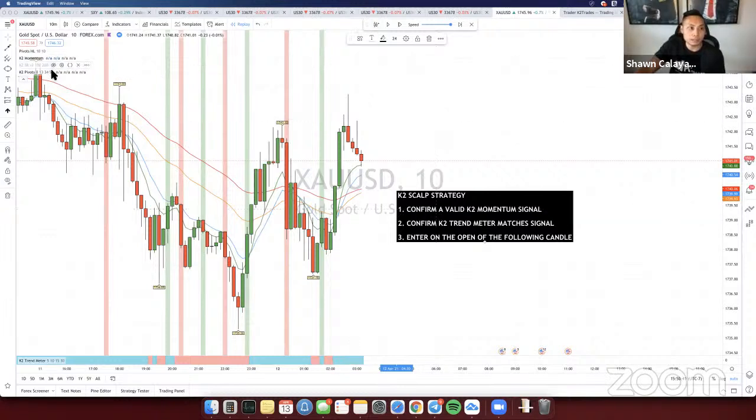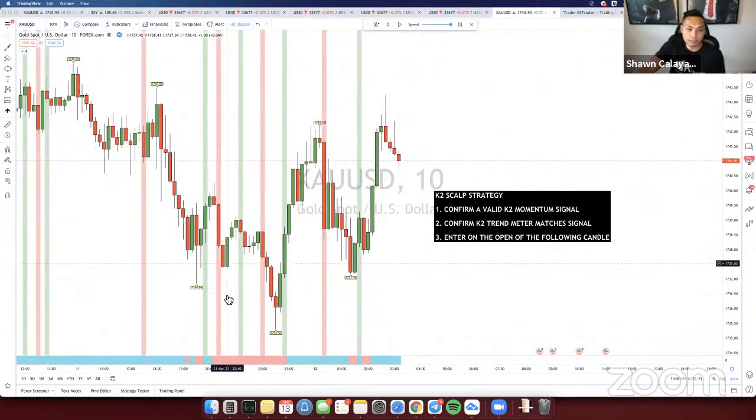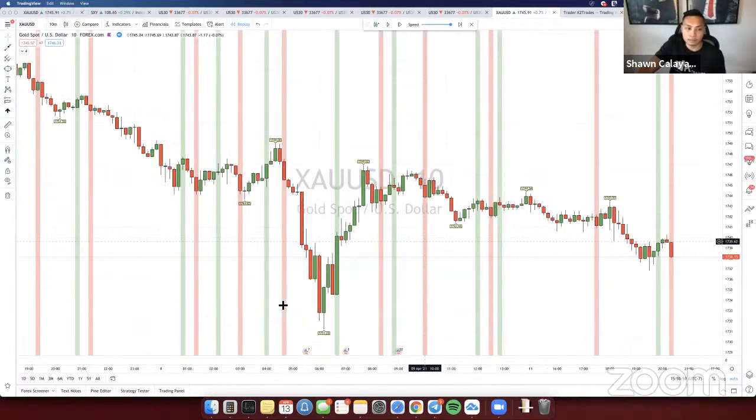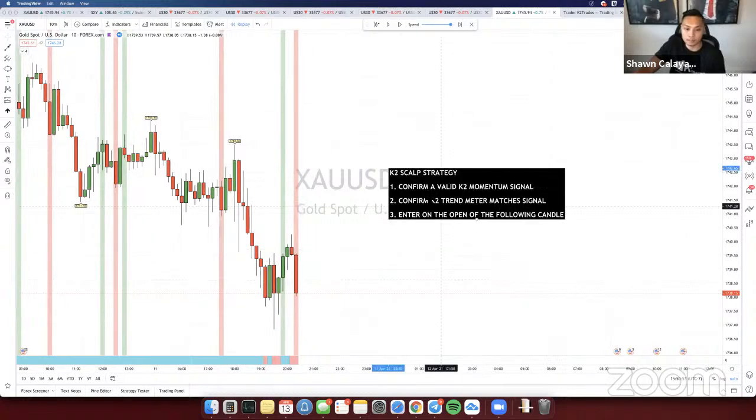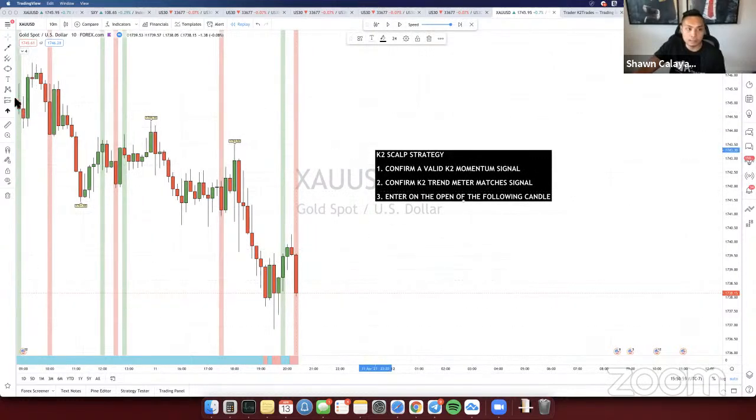So going back to here, I'll just take off the pivots. And then that's all you need. You need the momentum indicator and the trend meter down here. So if we go back to this entry over here, you can see that this red candle matches with the trend meter. So with that said, it's the same strategy. We just enter a short position right there.